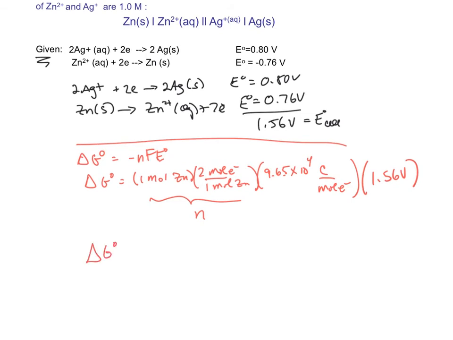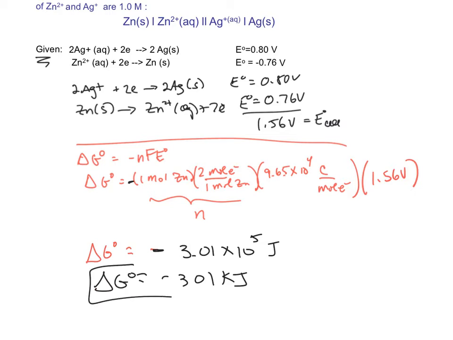So delta G has the right units, and this is going to be equal to, and I forgot to put in the negative sign here. Okay, so this is negative 3.01 times 10 to the 5th joules, which is equal to negative 301 kilojoules. So you can think about that either way. So that's delta G for the reaction, and we've gotten it from E cell. So that's a pretty important connection there.